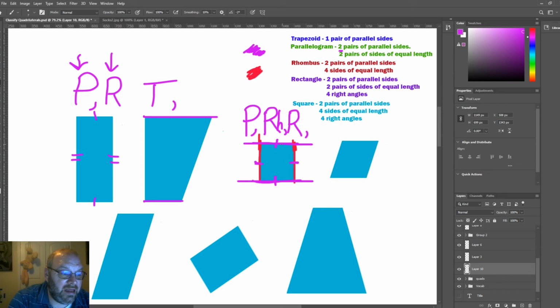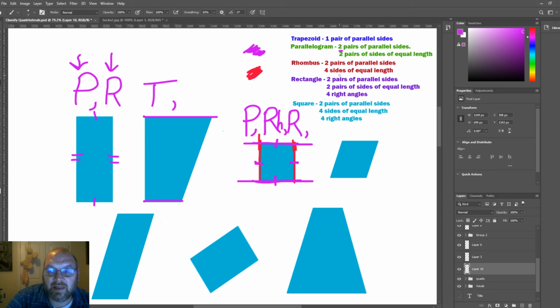Okay, and then, is the square a square? Let's check it. Two pairs of parallel sides. Do you see how a lot of these repeat? Two pairs of parallel sides. Four sides of equal length.